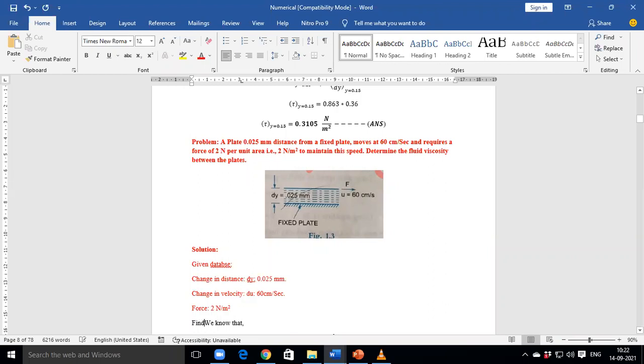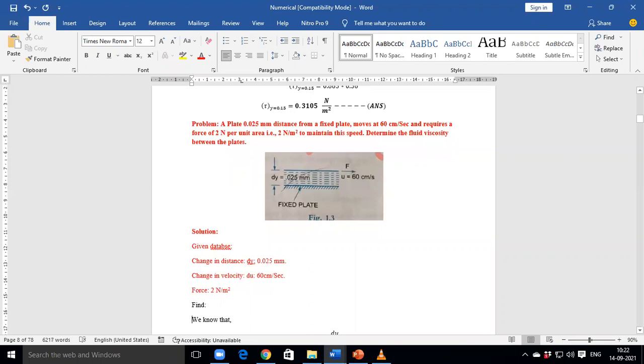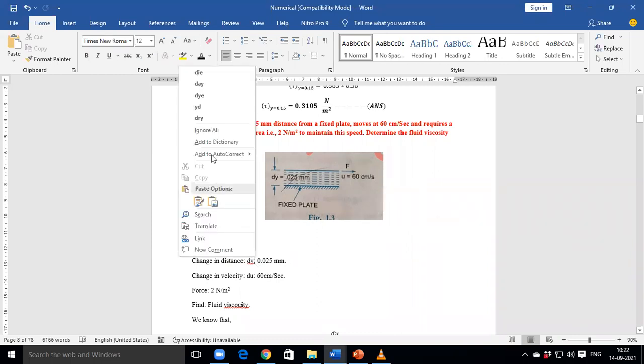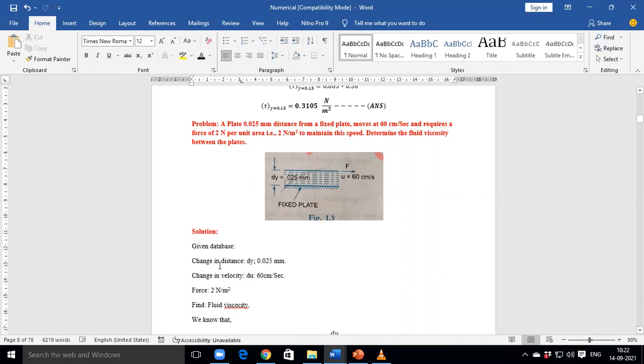Which term do we need to find? Fluid viscosity between the plates. This data is given in the numerical; just copy and write it in the given data set. The change in distance dy is 0.025 mm. Do we need to convert into the SI system or not? Is this an SI system unit?